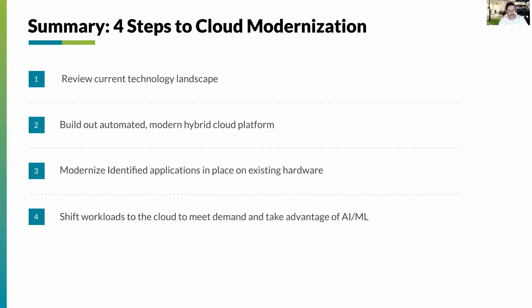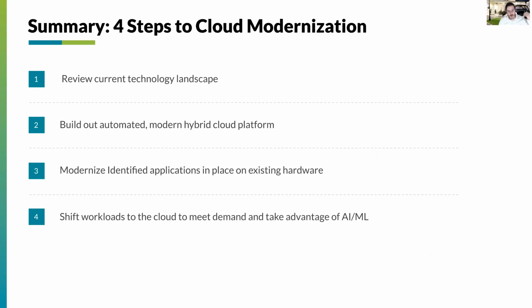And again, just to summarize here, our 4 steps of what I described here is: first, we want to review the technology landscape. We want to build out a new leapfrog approach, a modern platform that we could go out and build off of.